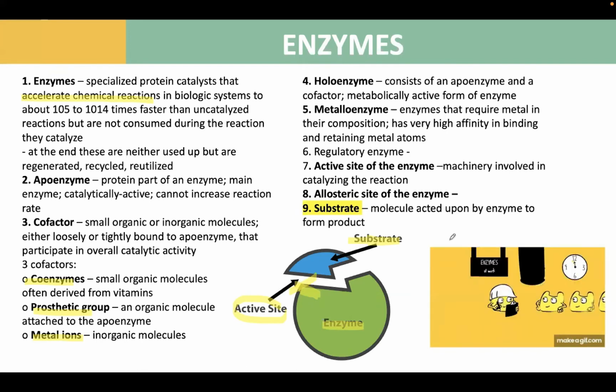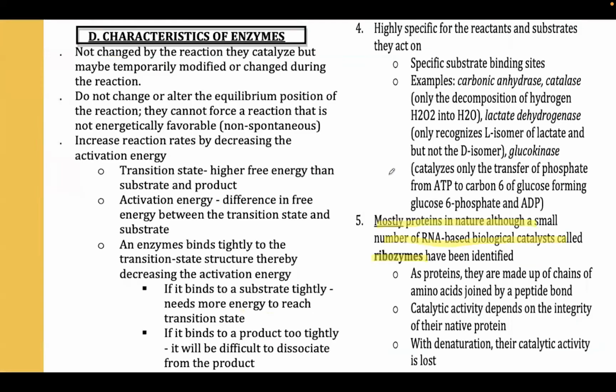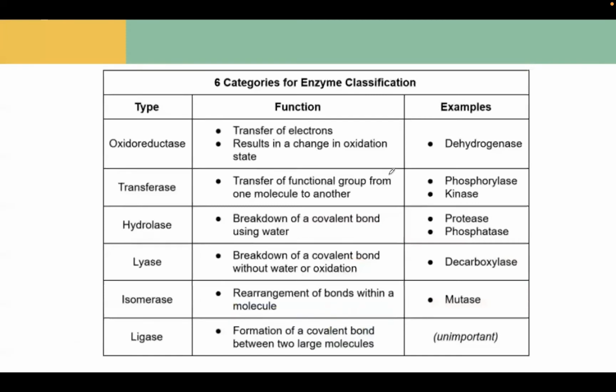Gets po ba? And then, ito, balikan natin sa active site of the enzyme. It is the machinery involved in the catalyzing reaction. So, pag may mga nakita kayo na mga terms na may mga A's sa dulo, ito po sila. Kadalasan, mga enzymes po yan. So, basahin lang natin yung mga categories of our enzyme classification. Number 1, your oxidoreductase. It functions as the transfer of electrons, results in a change in oxidation state. Mga example natin dyan, yung mga dehydrogenase.